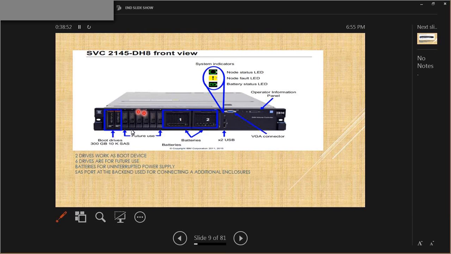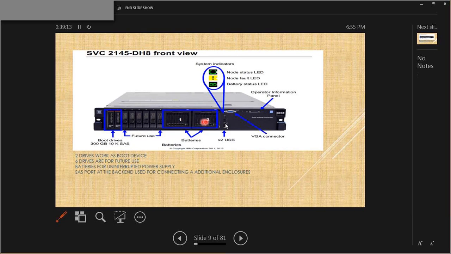Apart from these 2 drives, the remaining 6 drives, when we look at the document, it says these are for future use. What are they used for? We don't know as of now. Once I know it, I will definitely tell you about that. And we have 2 batteries, basically for battery backup purpose, as I told you before. Now, what is the purpose of the battery backup? We'll be discussing that as well.